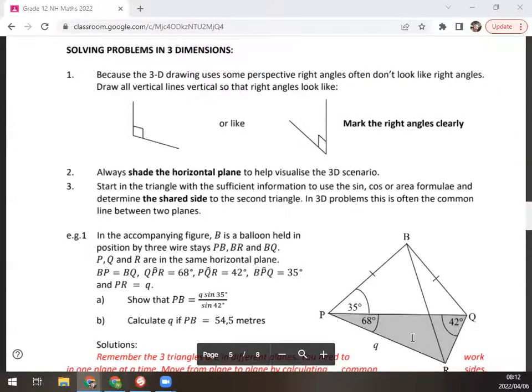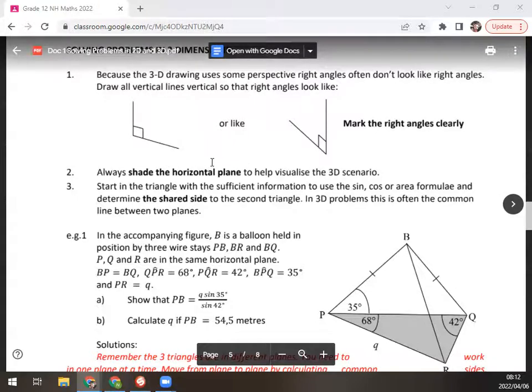All right, so if you want to make a little arrow to horizontal plane and just write ground or floor, okay, that is always the case. So it helps if you actually shade that. Okay, I even do that myself when I'm doing these questions, it just helps to visualize what's going on.